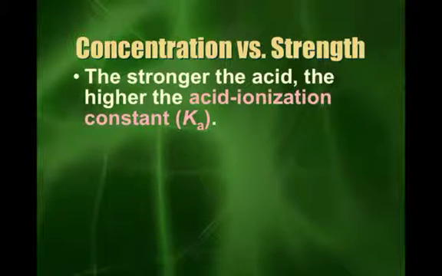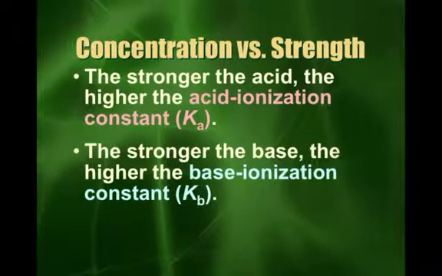All right, the stronger the acid, the higher the acid ionization constant. So here we go. This is a new term here, an ionization constant, K sub A for acid. And then you could probably guess what the base ionization constant is. It would be K sub B. The stronger the base, the higher the base ionization constant, K sub B.